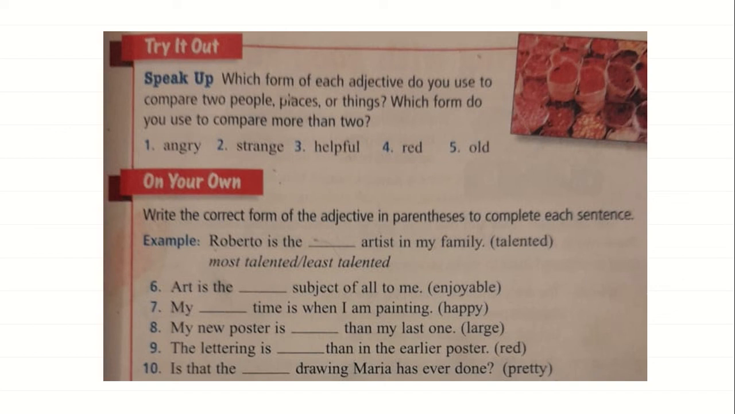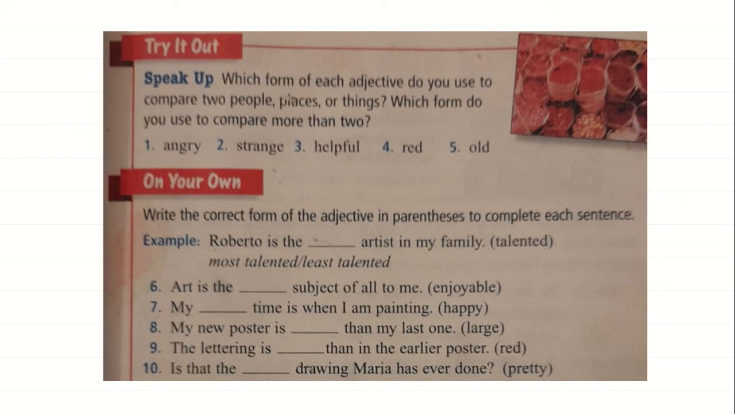Write the correct form of the adjective in parentheses to complete each sentence. Roberto is the artist in my family. Now we have the word "family", that's a clue to identify that it is comparing more than two. Family is all the members in the family. So Roberto is the most talented artist in the family, or least talented.